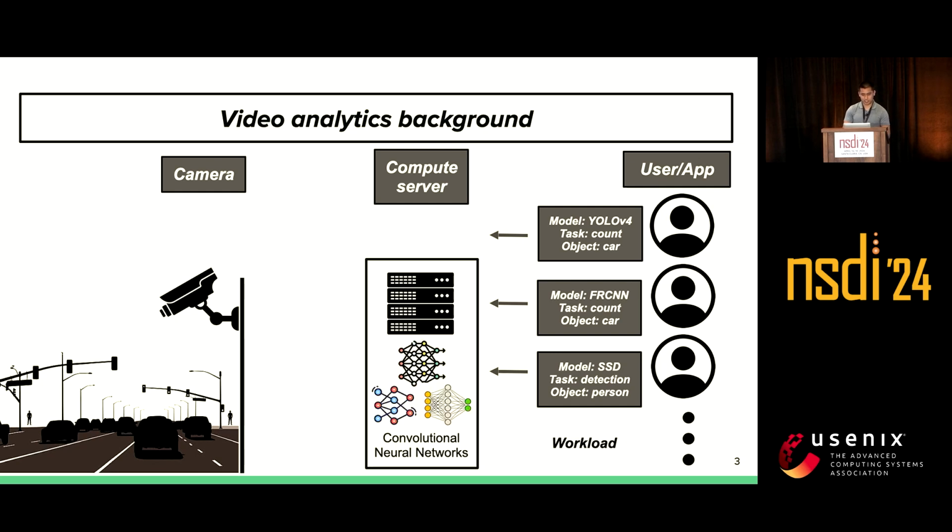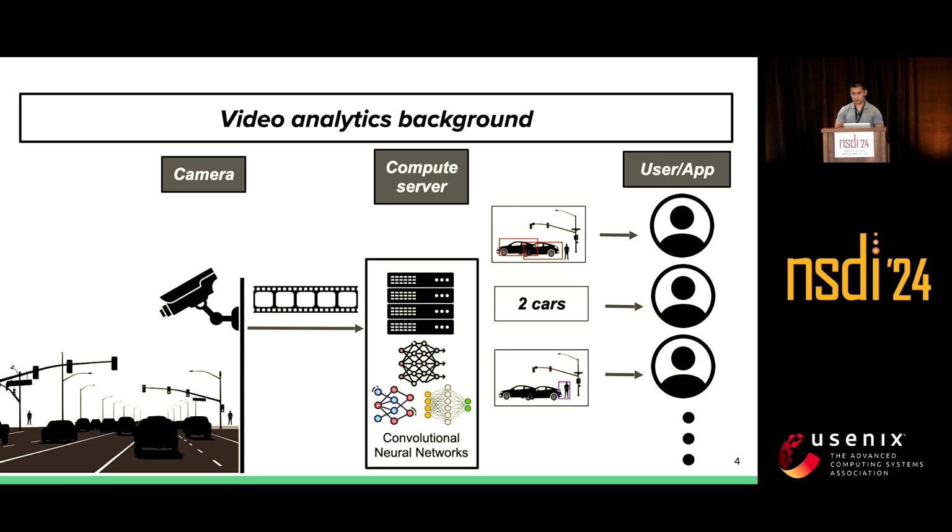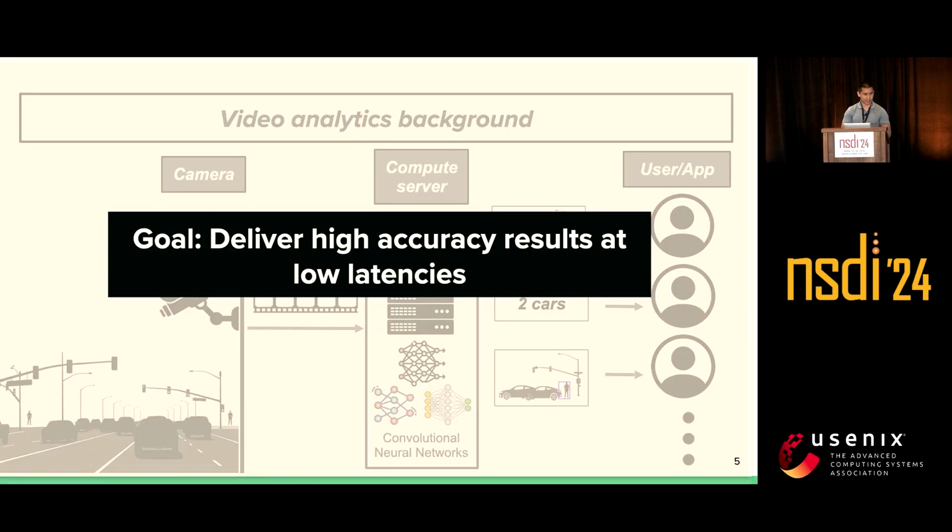Once the queries have been registered with the compute server, the camera then starts streaming frames to the server. The server then executes all the neural networks on these incoming frames and returns the results back to the users. A key goal of these video analytics pipelines is to deliver high accuracy results, all at low latencies.